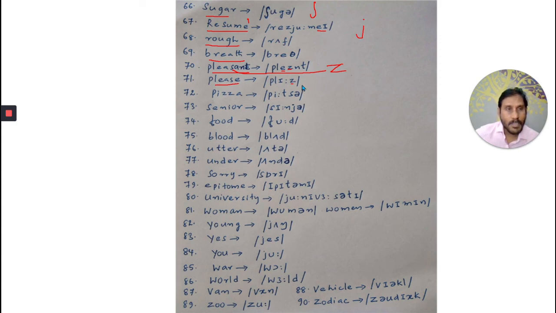Please, z, please. Okay, another interesting word. When you youngsters go to a bakery, you're most likely to eat something called pizza, P-I-Z-Z-A. It's pizza, very important. Okay, senior, you say. How do you write? S-E-N-I-O-R, senior. Not visible. Senior.